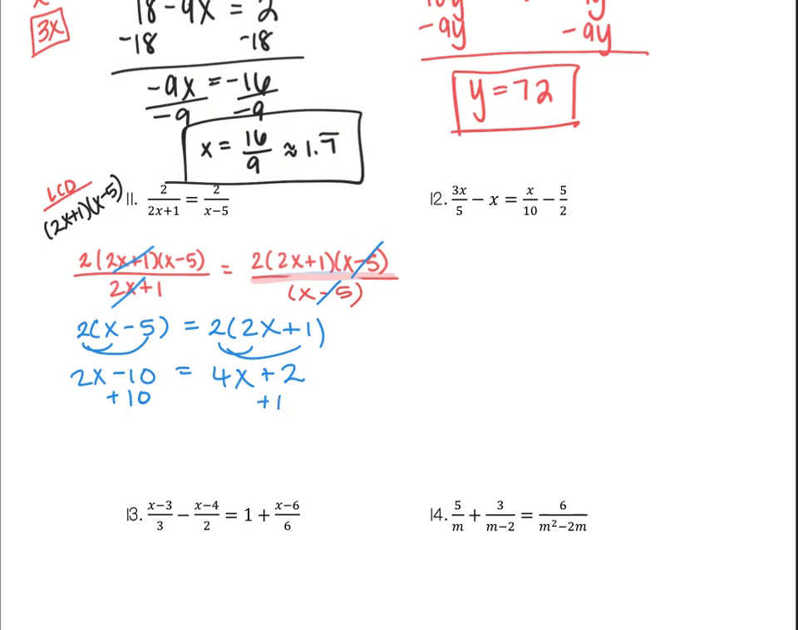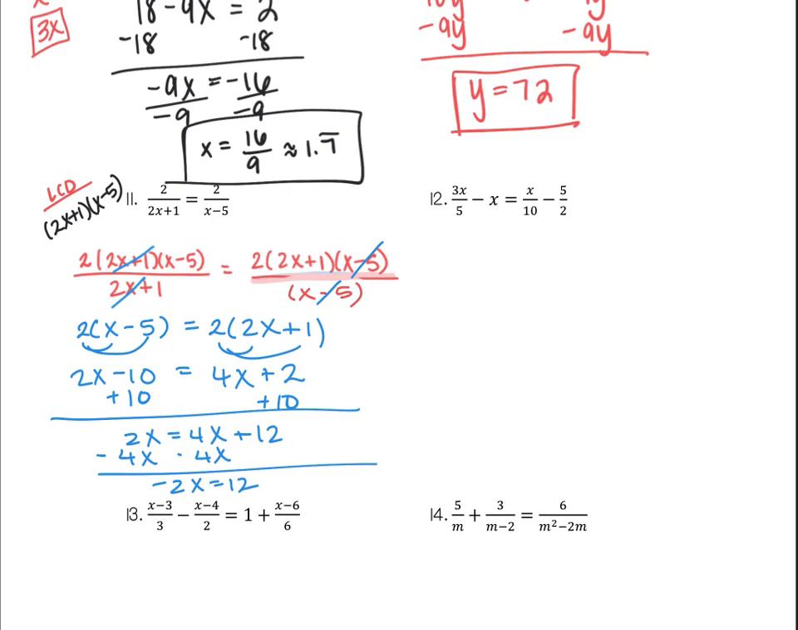Add 10 to both sides. 2x equals 4x plus 12. Subtract 4x from both sides. Negative 2x equals 12, which means that x has to be negative 6. Same idea for the next one.